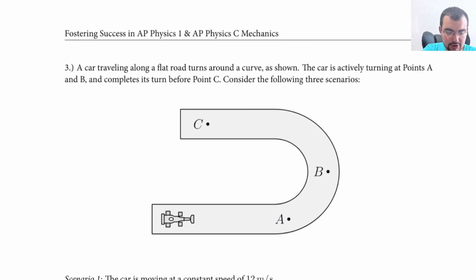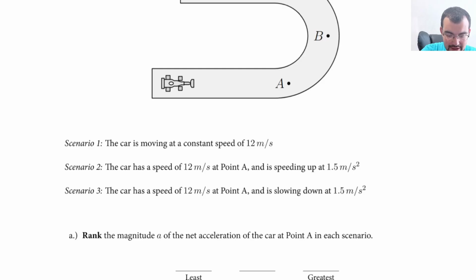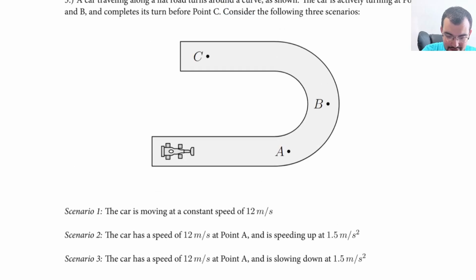All right, centripetal. A car traveling along a flat road reaches a curve. The car is turning at points A and B and is not turning at point C. We want to consider the following scenarios: the car moves at constant speed, the car moves at an increasing speed, and the car moves at a decreasing speed. We want the total acceleration of the car at point A in each scenario.